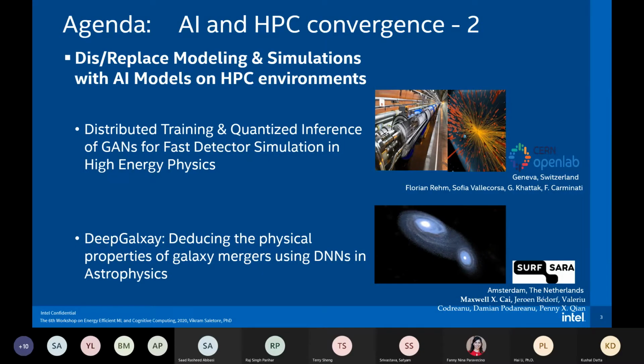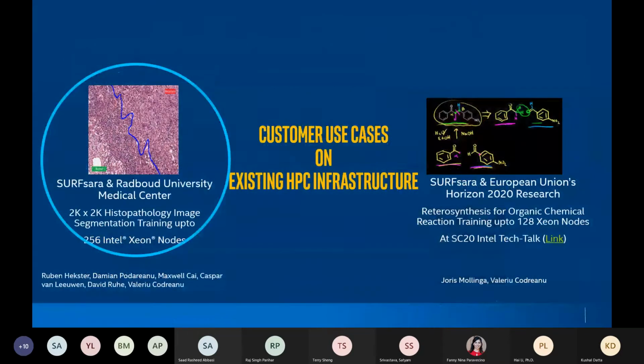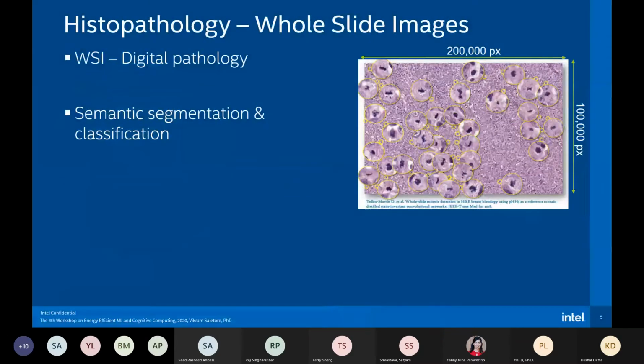This actually has great benefits in both cases, because the amount of energy or power required to do post-processing of stored data or generating data is highly compute intensive, whereas an AI model, once trained, can use inference instead. One is with CERN openlab, and the second one is with SURFsara on Deep Galaxy in astrophysics. So let me start with the first one, histopathology.